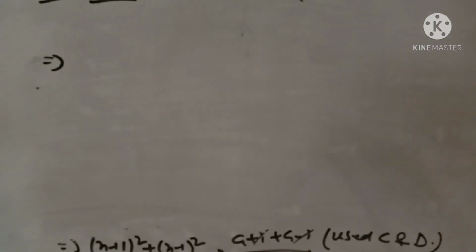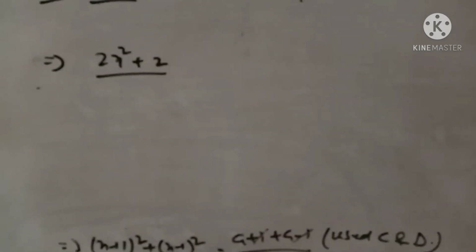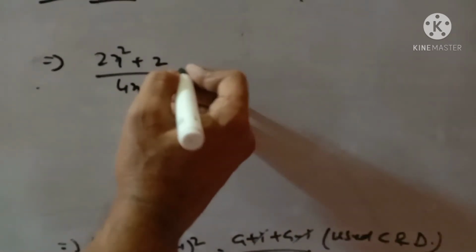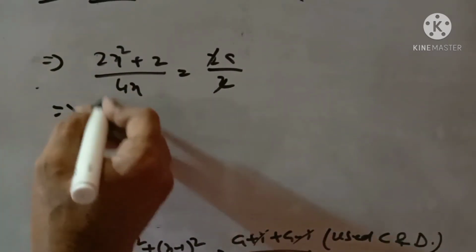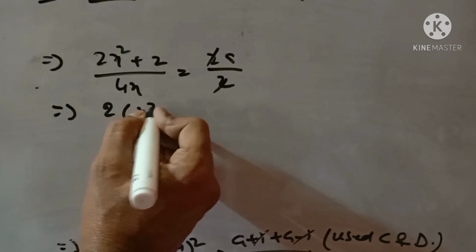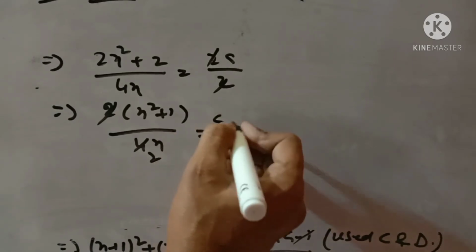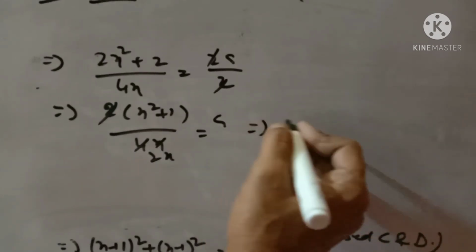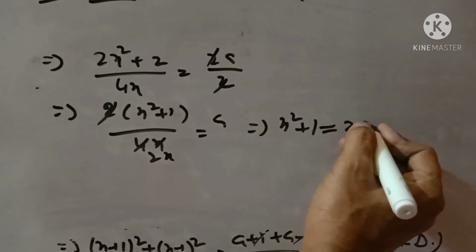So this implies that we can write what? x square and x square means 2x square plus 2 by 2 means 2x plus 2x, 4x is equal to 2a by 2. 2 cancel. And here we can write 2 I am taking common, so x square plus 1 by 4x, here we can cancel by 2, is equal to a. Okay, so it will come what? If you cancel, it will come 2x. This implies that I can write x square plus 1 is equal to 2ax.